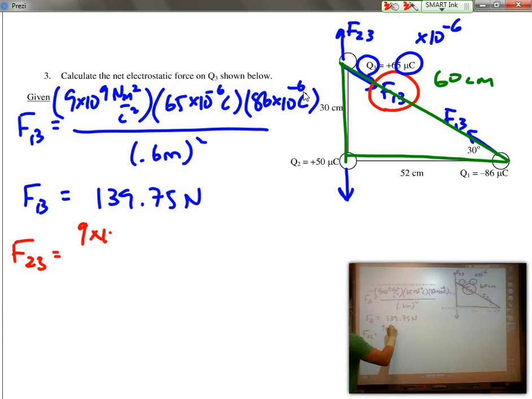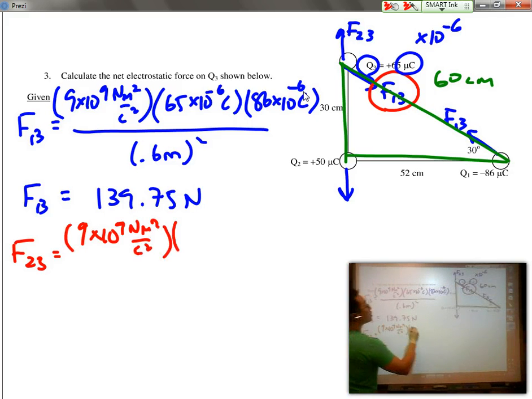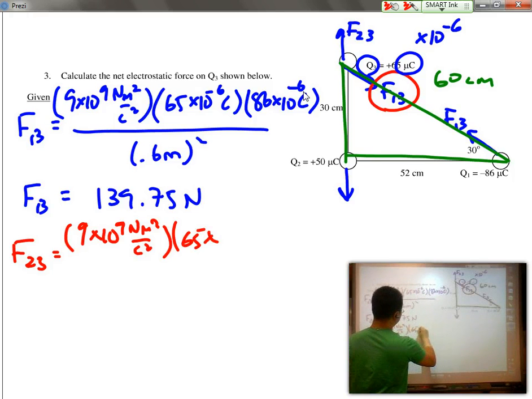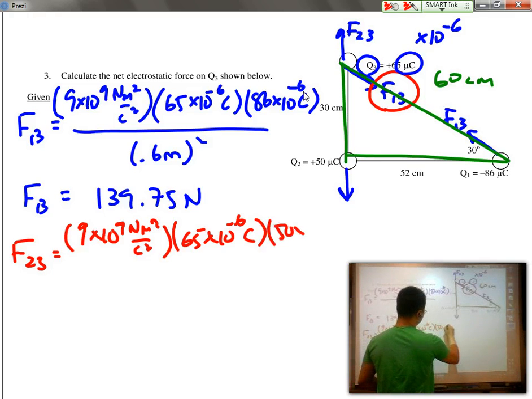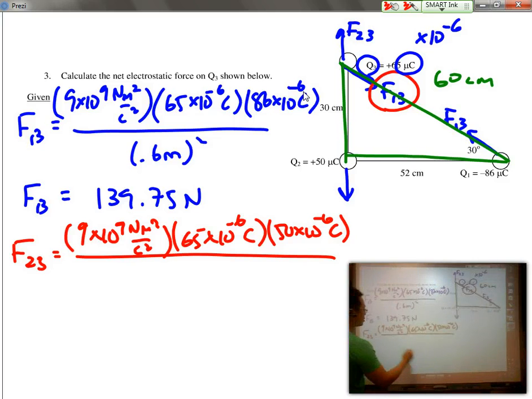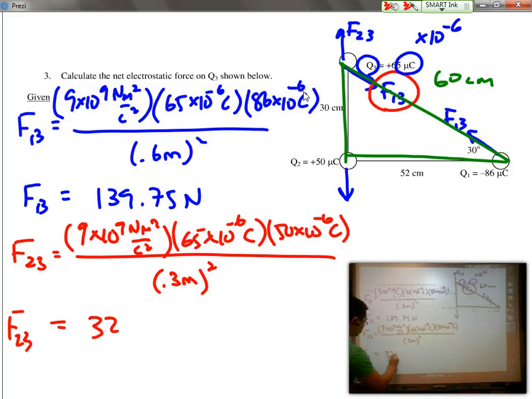Meanwhile, F23 is equal to 9 times 10 to the 9th times 65 times 10 to the negative 6 coulombs times 50 times 10 to the negative 6 coulombs divided by a total distance of 0.3 meters squared. So F23 is equal to 325 newtons.